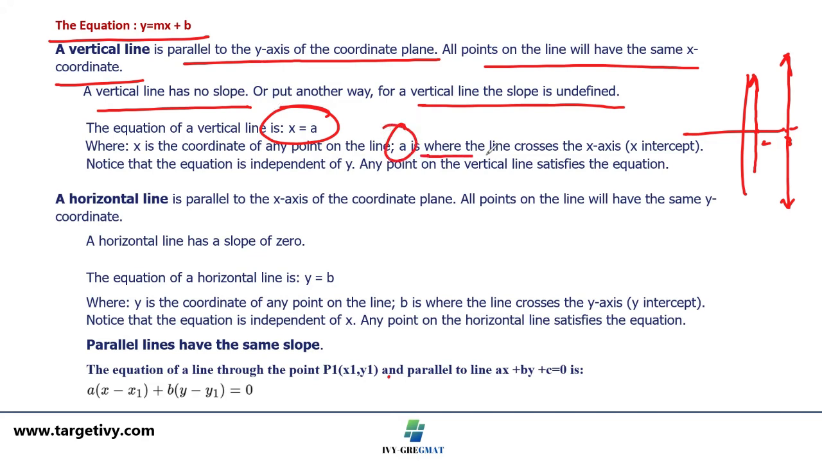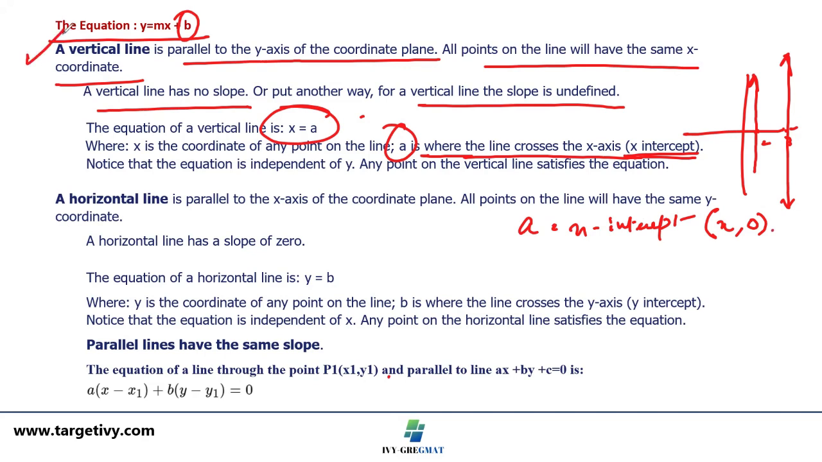A is where the line crosses the x-axis, or the x-intercept. We'll come to it, y and x-intercept. We know the y-intercept was b. This is the y-intercept. A is defined as the x-intercept, where the line crosses the x-axis, where x has got a value, y is equal to 0. Fair? So this is a vertical line.